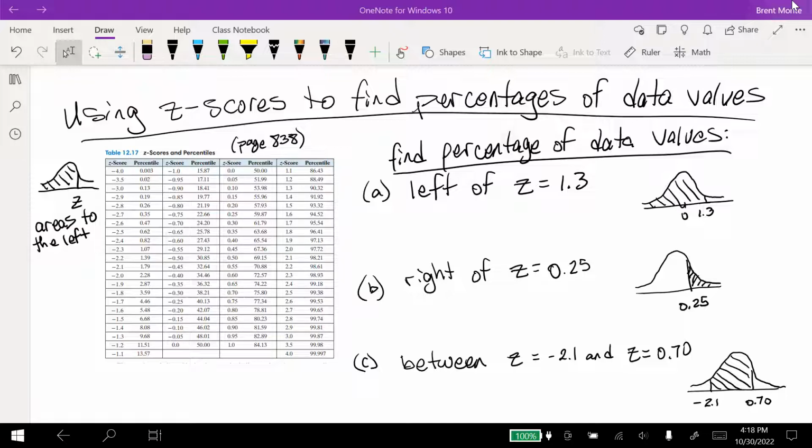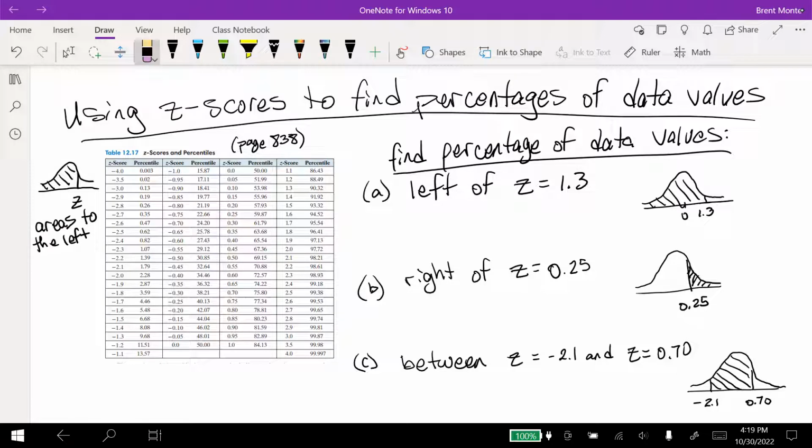Let's talk about using z-scores to find percentages of data values. So what I've done is I've taken table 12.17 out of the book. It's on page 838. And what this table gives us is areas or percentages to the left of whatever the z-score is. So for instance, if I have, say, z equals 2.6, the area to the left of 2.6 is 99.53%. Okay, so that's the idea that's going on. So let's use that to do some of these graphs that I've shown you.